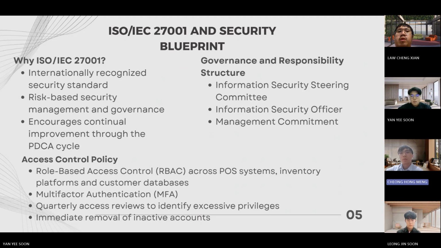Strong management commitment is also essential to ensure that information security is treated as a strategic business priority rather than solely a technical concern. The next component is access control policy. Access to systems and data should be granted based on the principle of least privilege through role-based access control or RBAC. Employees are only given access to resources necessary for their job responsibilities.